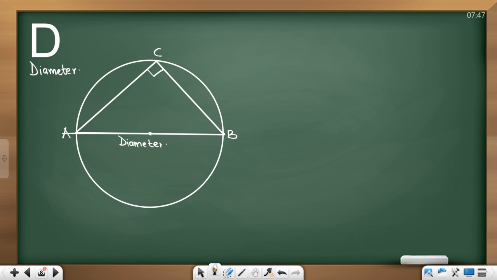But here's the deal. Do not make an assumption. They must tell you that it is a diameter or that it passes through the center. And this is what we are going to be saying now when it comes to a diameter.